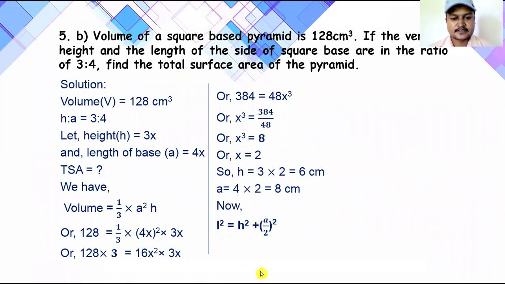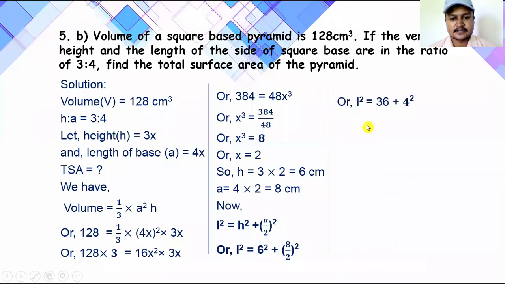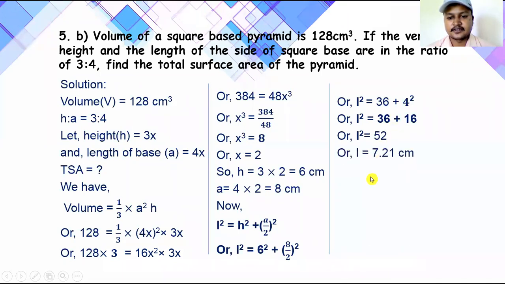L square is equal to H square plus (A by 2) square. Put the value of H as well as A by 2. H is 6, so 6 square plus (8 by 2) square. That is L square is equal to 36 plus 4 square, so L square is equal to 36 plus 16. What is the sum of 36 and 16? 52. Then L is equal to the square root of 52, which is 7.21 centimeter.